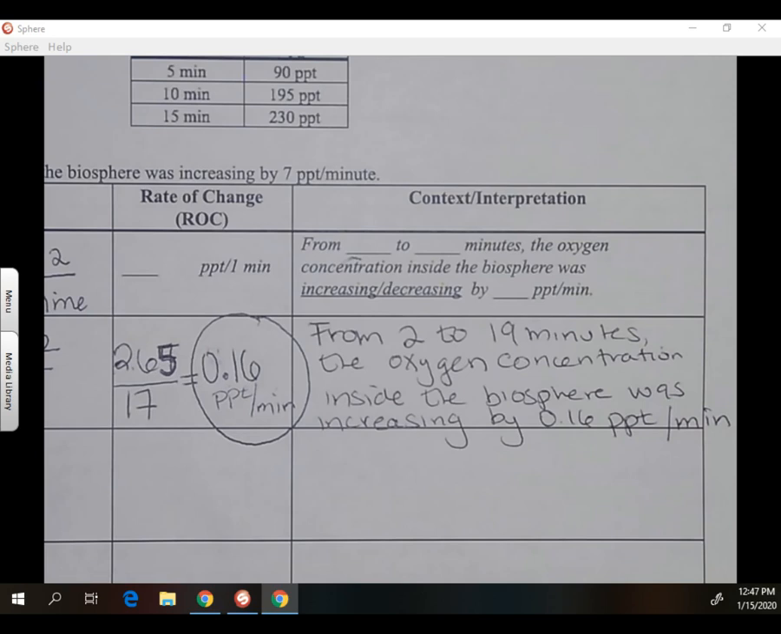Those are going to just be part of the notebook check, which we're going to do at the end of class. Did you turn yours in, Avery? That stands for parts per thousand. We aren't going to turn that into the box. It's going to be graded as part of your notebook check.